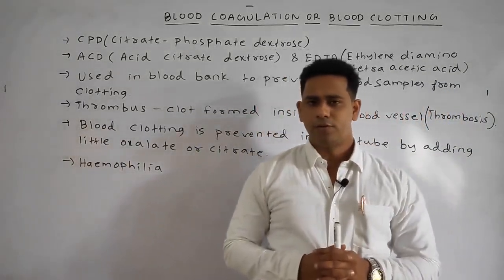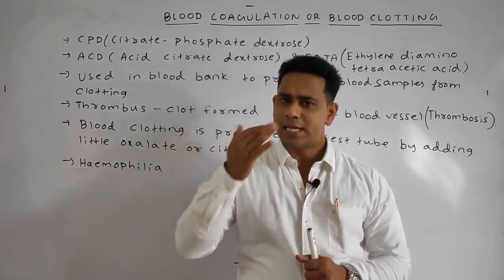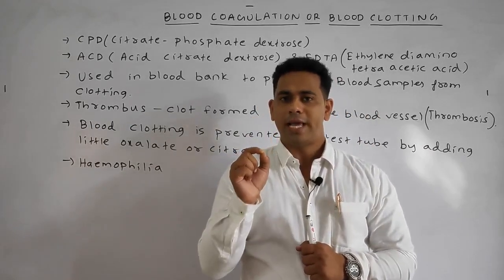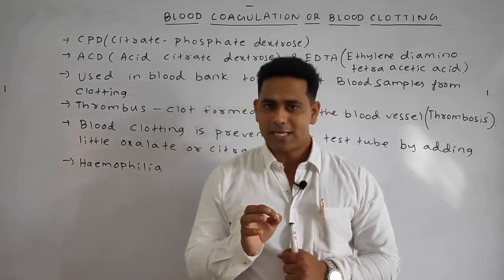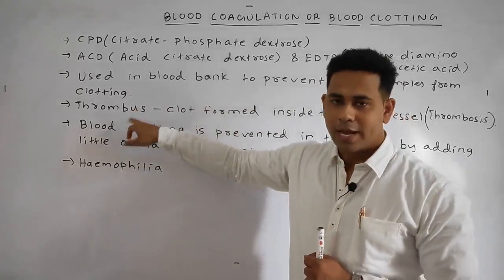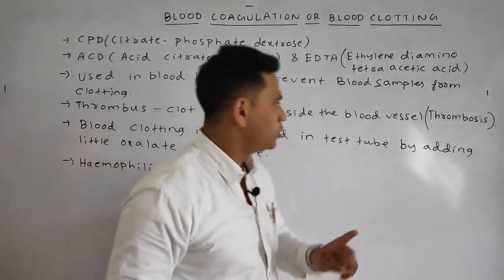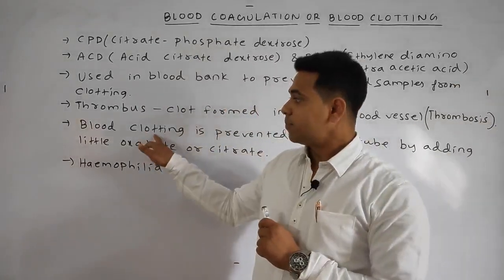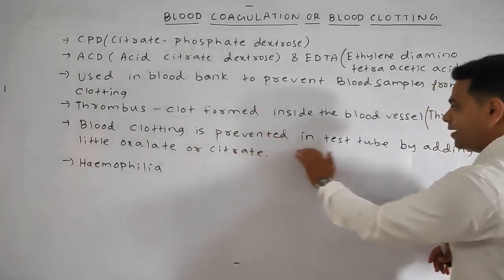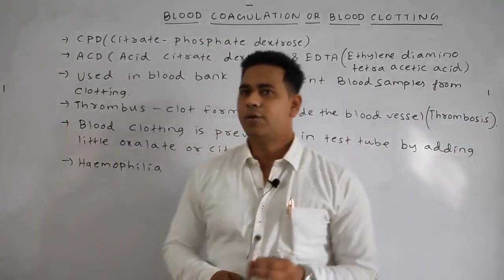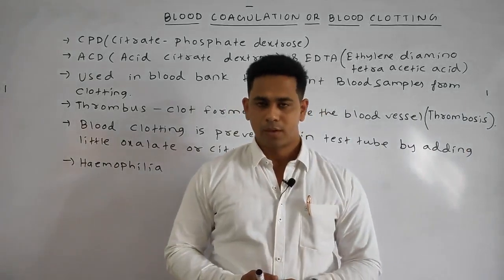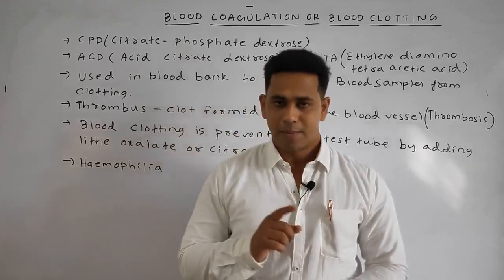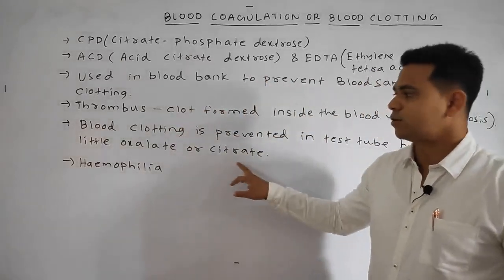Students, if blood clotting happens inside the blood vessels, then that condition is known as a thrombus, and the process by which it is formed is known as thrombosis. Okay students, next point. Blood clotting is prevented in the test tube. Suppose for testing we are taking a blood sample in a test tube. What can we do so that the blood will not clot inside the test tube? Yes, by adding some oxalate or citrate.